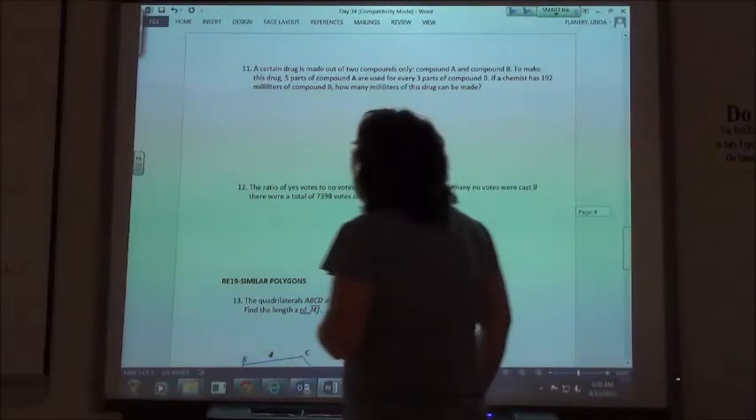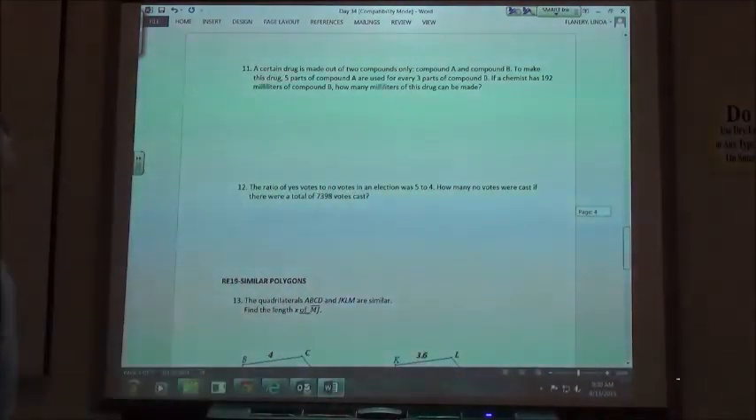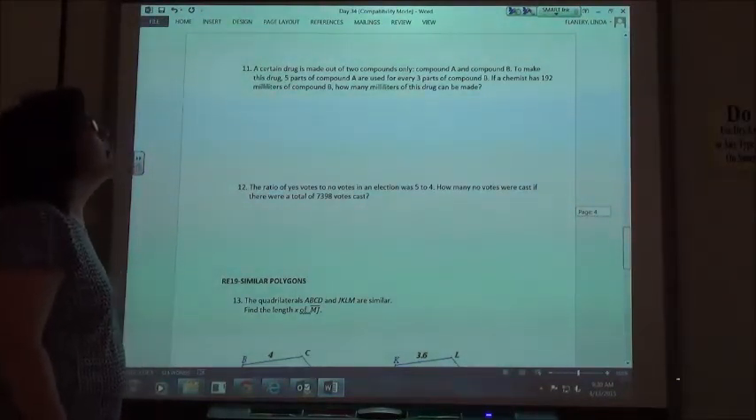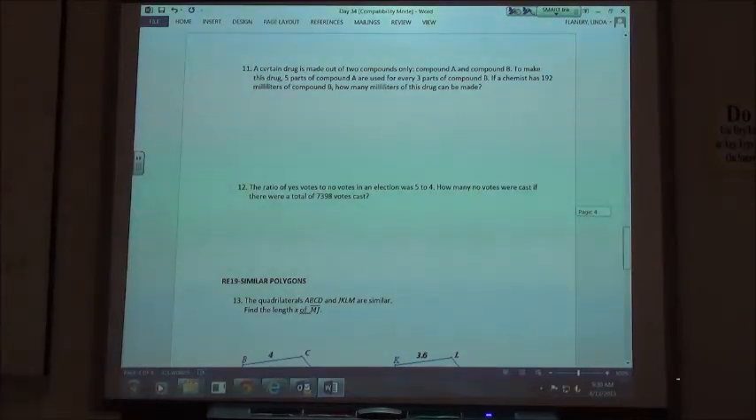Number 11, a certain drug is made out of 2 compounds only, compound A and compound B. To make this drug, 5 parts of compound A are used for every 3 parts of compound B. If the chemist has 192 milliliters of compound B, how many milliliters of the drug can be made?